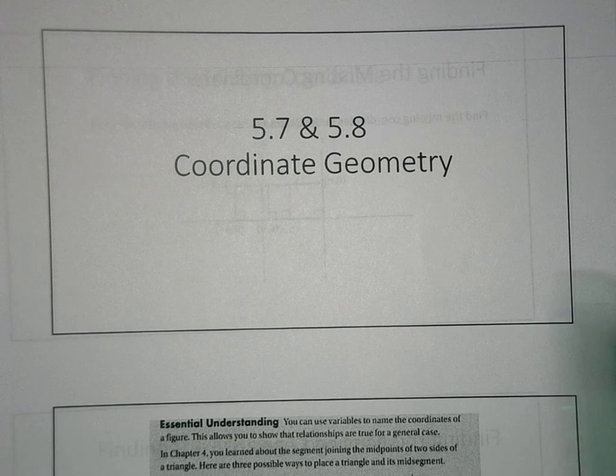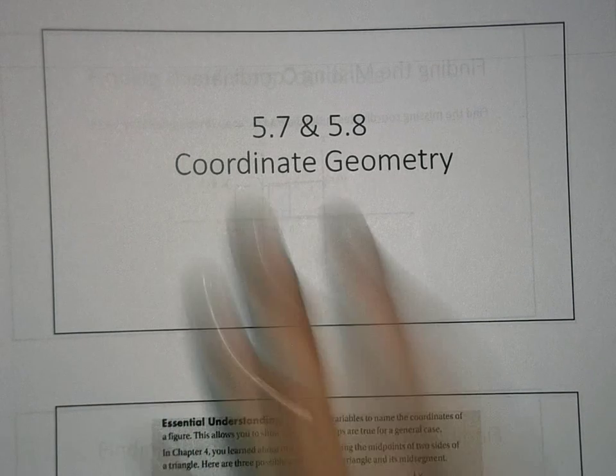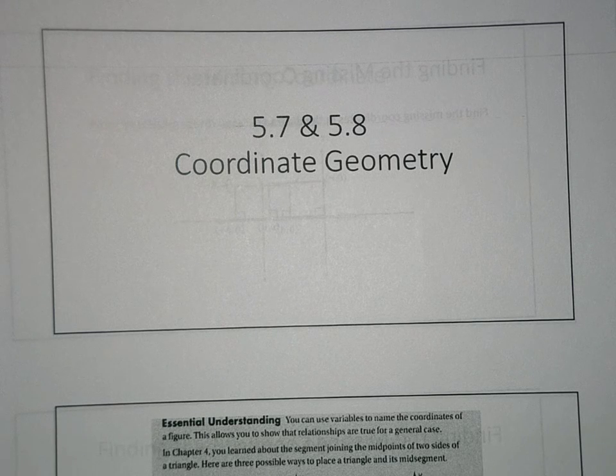Math 2, Unit 5, 5.7 and 5.8, we're talking about coordinate geometry. What is a coordinate or coordinate plane? It's where you have your grid, like an X and Y axis is a coordinate plane. And so when you have coordinate geometry, we're finding a point on a graph, okay?